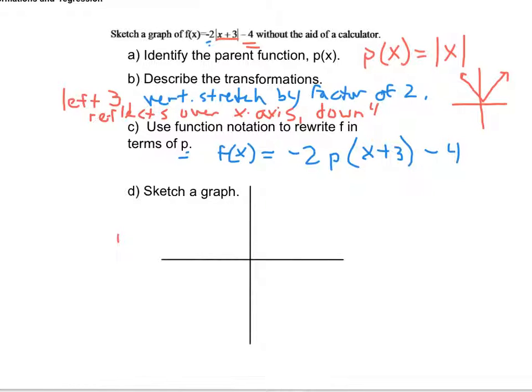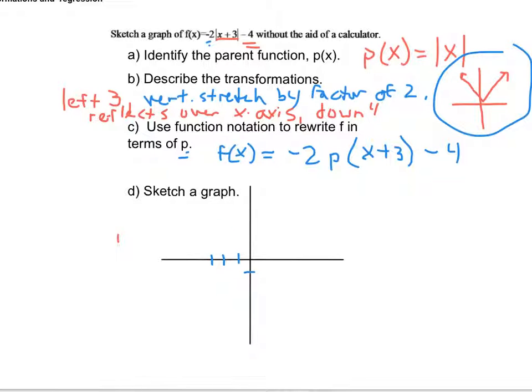Now, quick sketch. I'm going to think about the normal absolute value function. I'm going to think left 3. So my vertex is moved left 3. Vertical stretch by a factor of 2. We'll get to that here in just a minute. That one's kind of hard to do. It's going to reflect, it's going to open downward, and it's going to be shifted down 4.